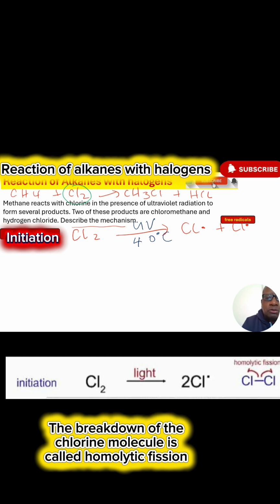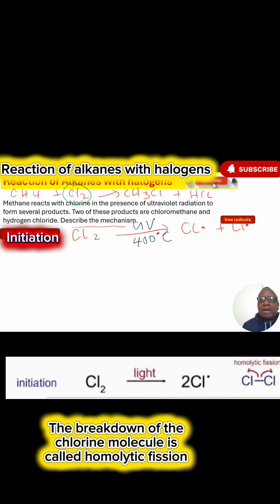My 400 looks very miserable there. High temperature, 400 degrees Celsius, or UV light for that to happen. What type of bond breaking is happening here? You've got two chlorines joined together, and when they break, each chlorine takes an electron, so it's called homolytic fission.